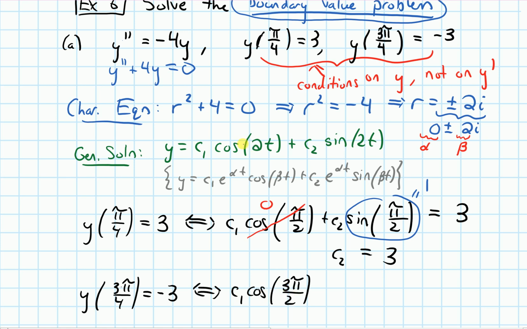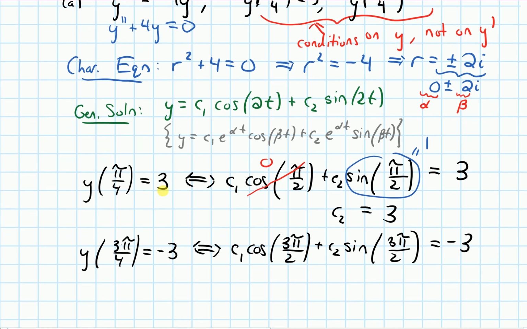That's what 2 times 3 pi over 4 is. It's 3 pi over 2. And then plus c2 times sine of 3 pi over 2. And that needs to be equal to negative 3.